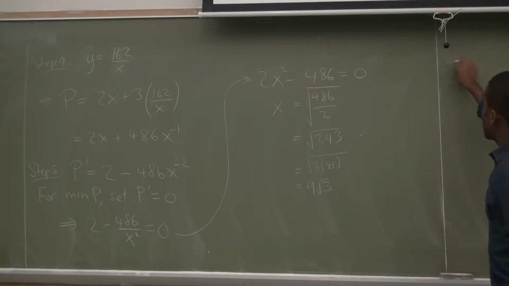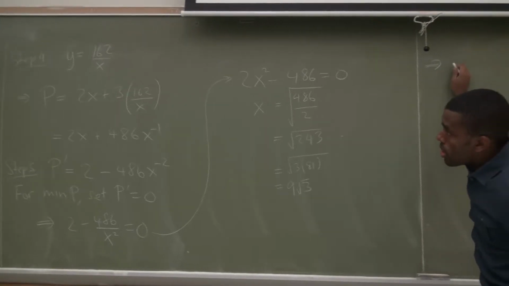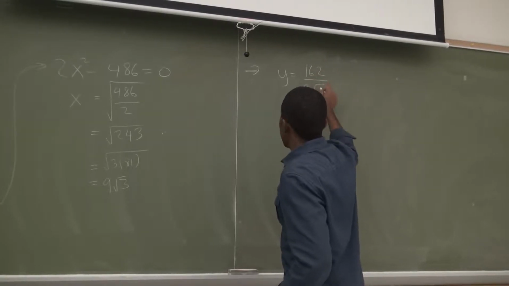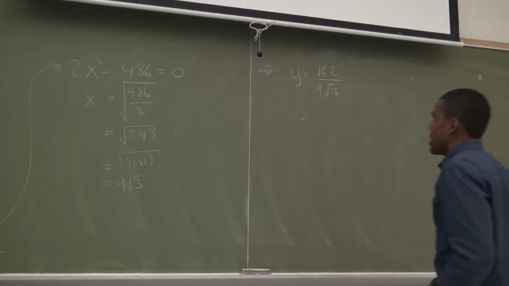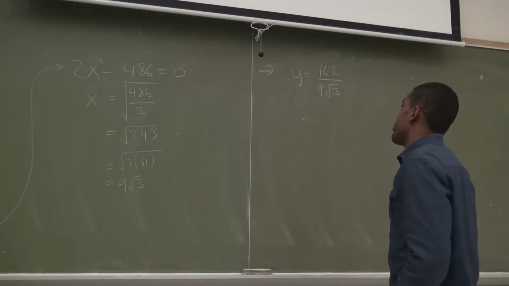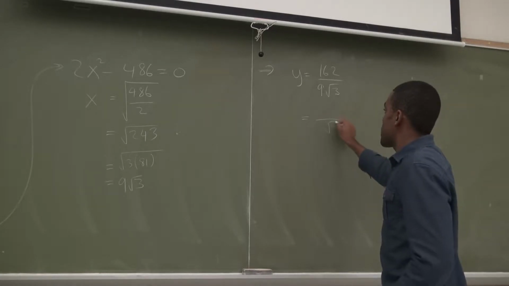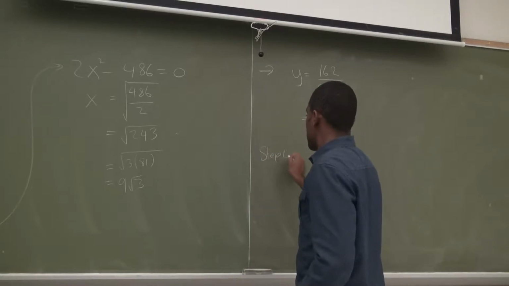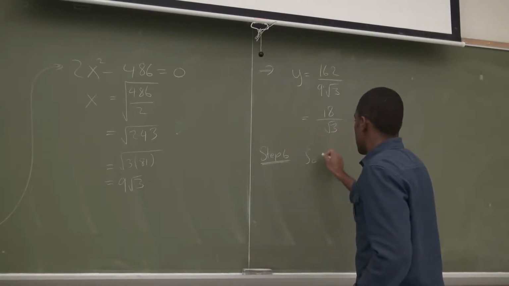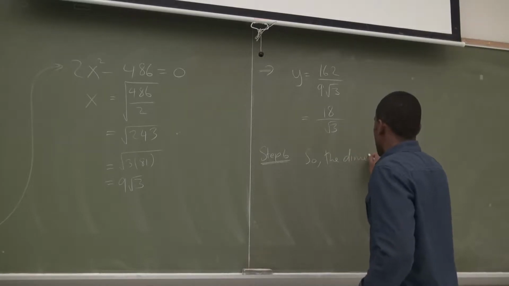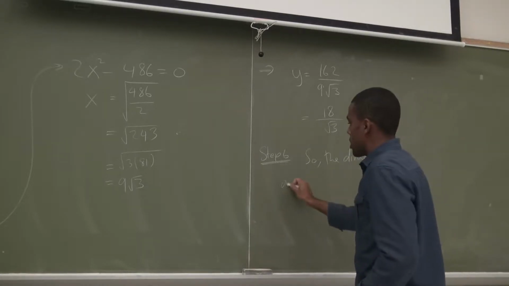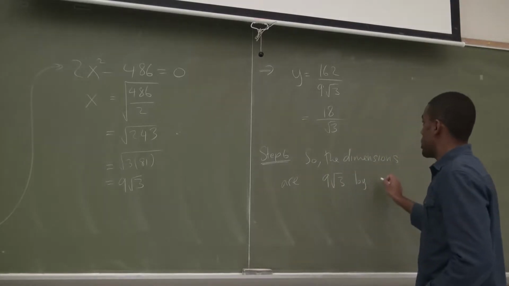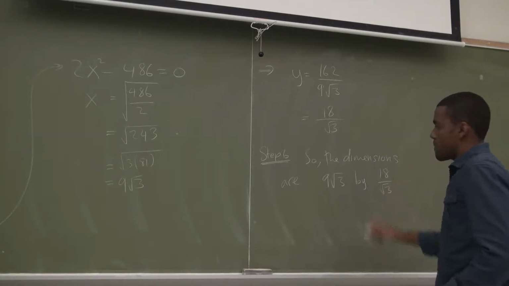And so this would mean y would be 162 over 9 radical 3. Does 9 go into 162? Yes, it does. How many times? So now we are on step 6. So the dimensions are 9 radical 3 by 18 over radical 3.